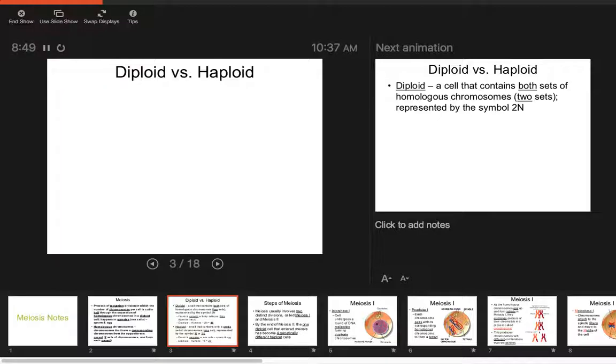Homologous means matching set. Haploid, diploid. Diploid refers to body cells and the chromosomes that your body cells would have. Haploid refers to your sex cells and the number of chromosomes they would have. So right now, quiz each other, give about 30 seconds, kind of chew on that. Think about it, talk with each other a little bit about homologous, haploid, diploid. 30 seconds. On your mark, get set, go.